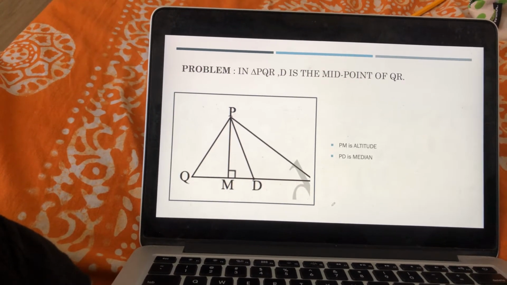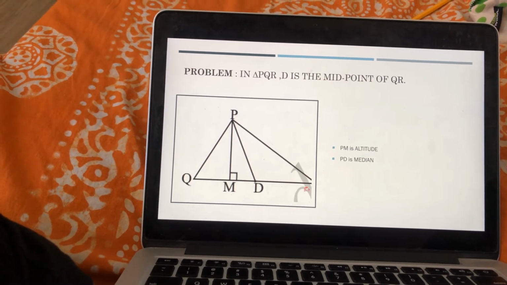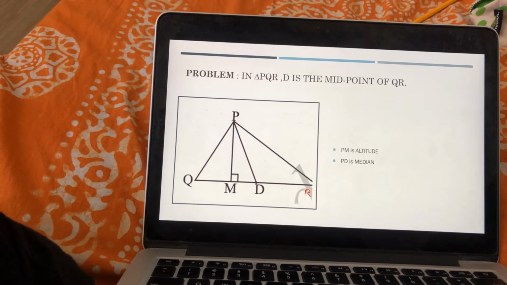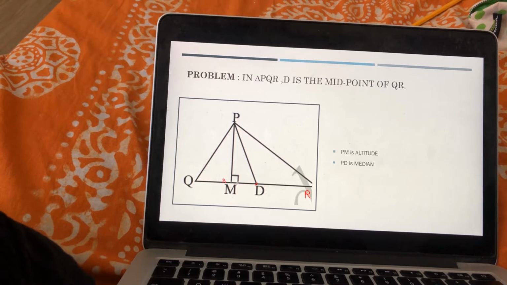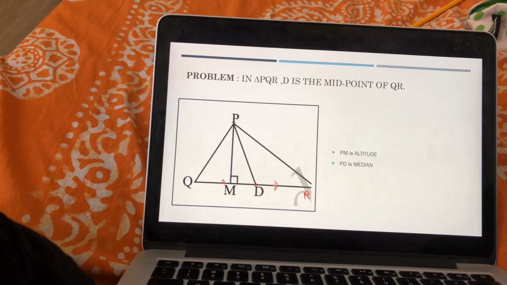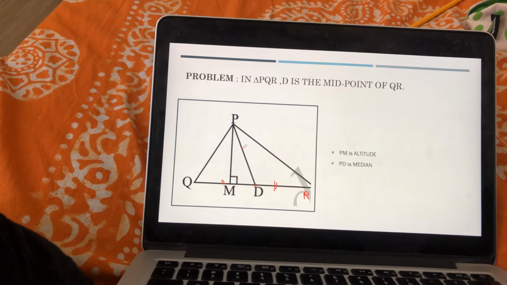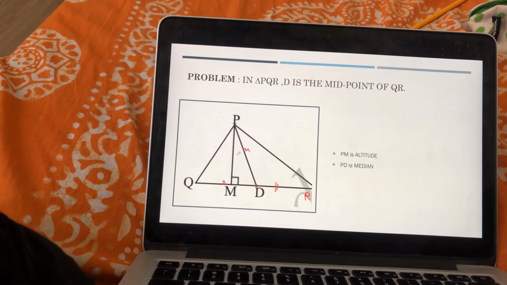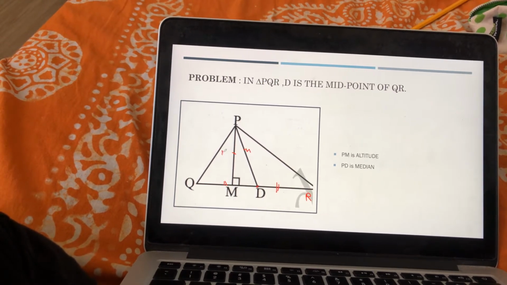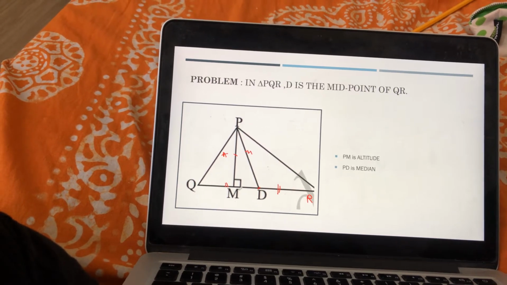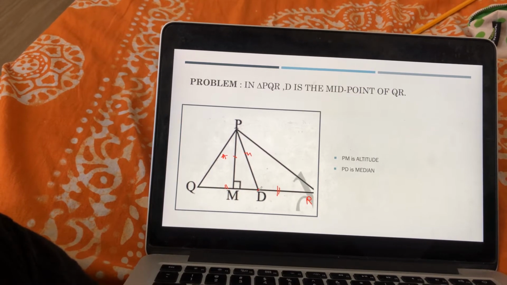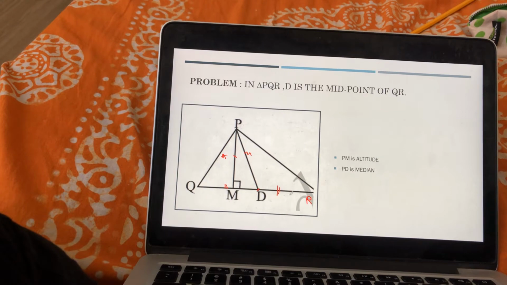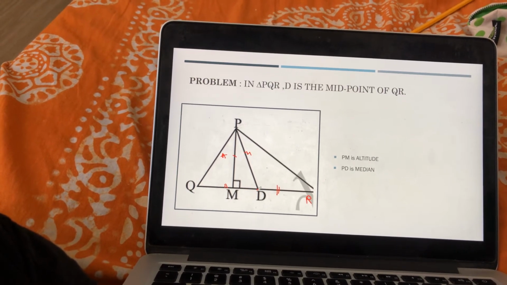So let's look into a problem. So this is our triangle PQR, and D is the midpoint. So QD is equal to DR. So PD is nothing but the median, and PM is nothing but the altitude because it cuts at 90 degree. PD is the median because P meets D, the midpoint, and the line segment PD cuts the side opposite to P at the midpoint.